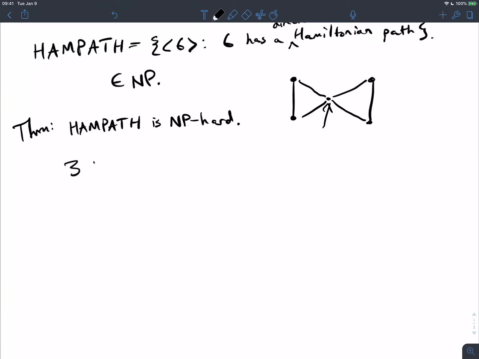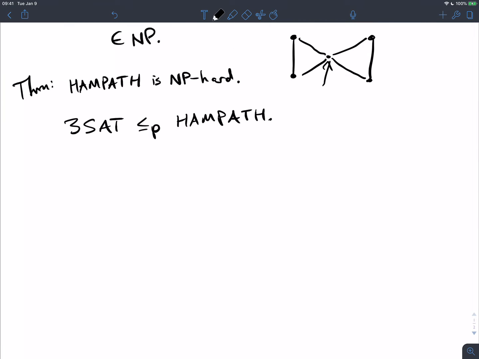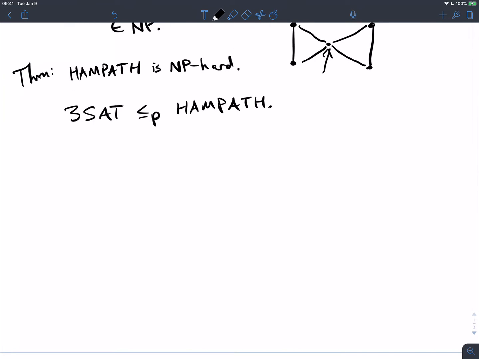So we'll actually show that 3-set is polyreducible to HAMPATH. And that will show that it's NP hard, because any problem can reduce to 3-set in polytime, and then by this, 3-set reduces to HAMPATH. A composition of polytime reductions is also a polytime reduction. And then we're okay. Okay, so what is the general idea?